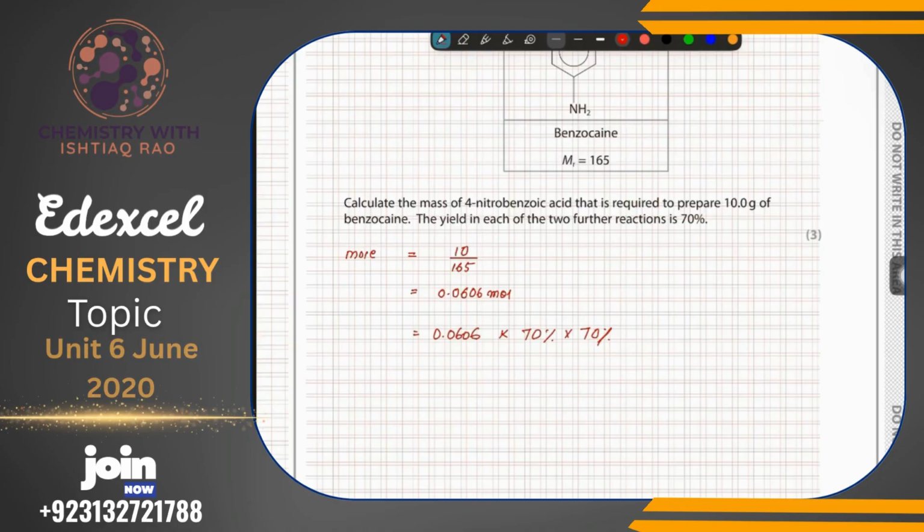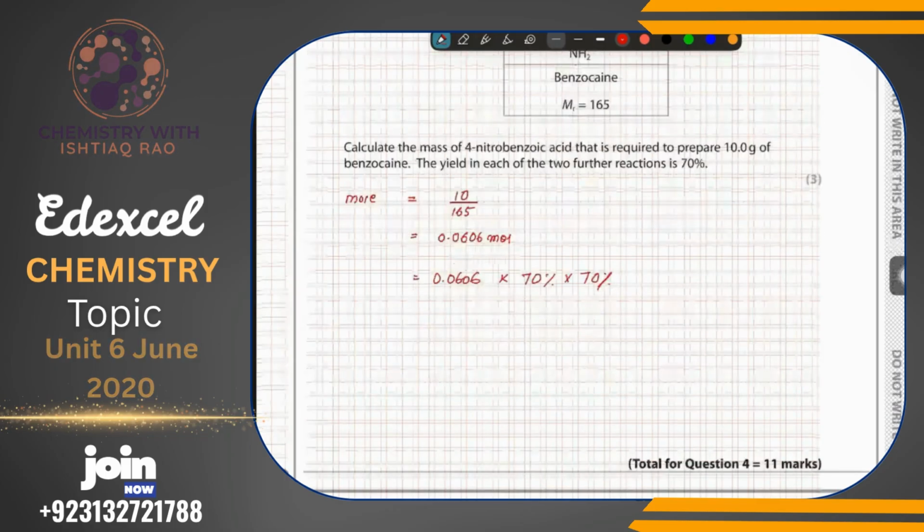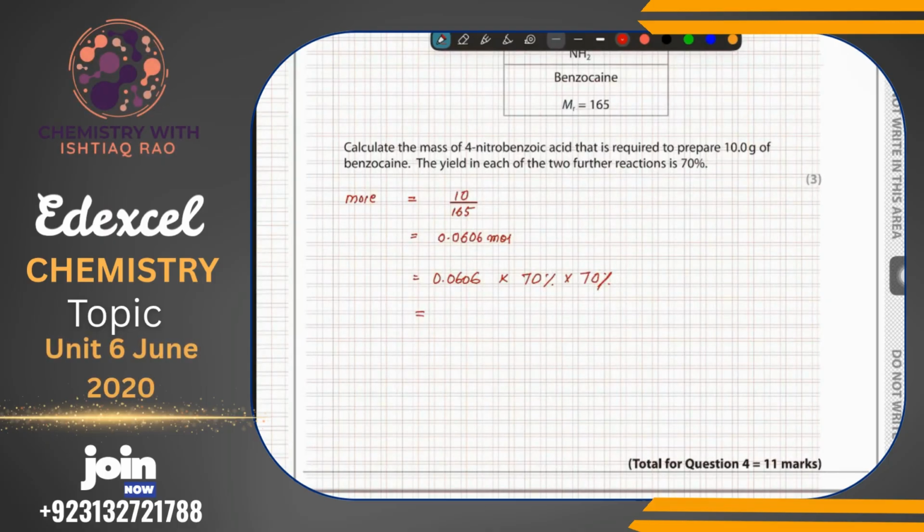So n is equal to m over Mr, so m is equal to n times Mr. How much is the Mr? Mr is 167. So the moles after 70% is 0.12367555102, and then the mass needed will be 20.65 grams.